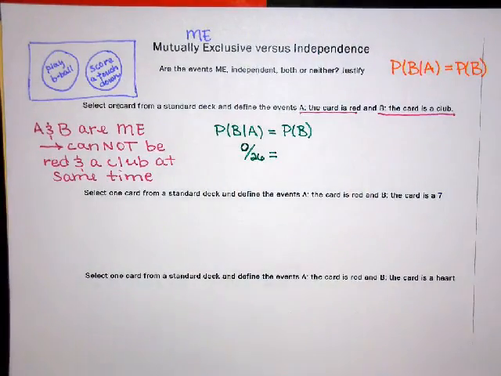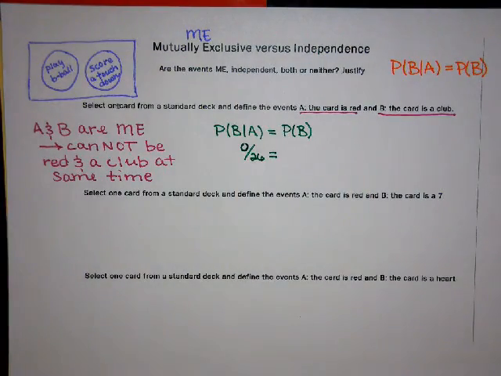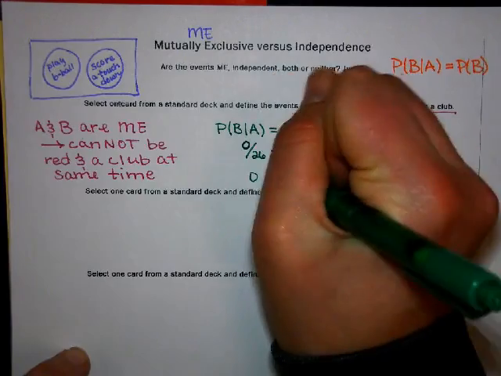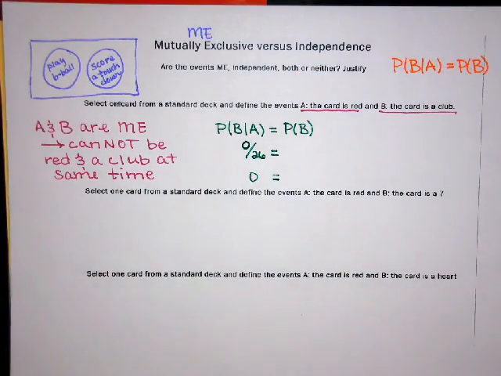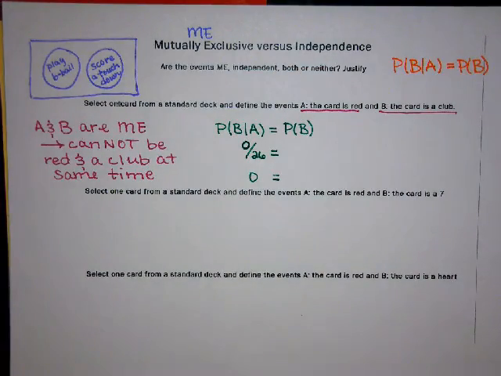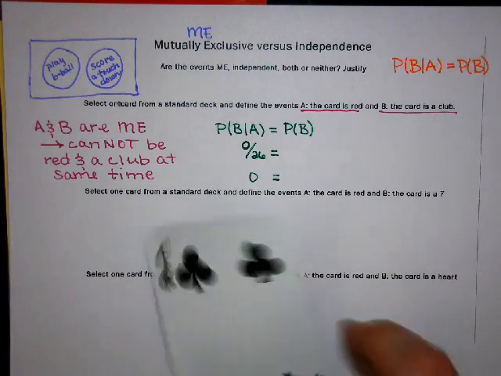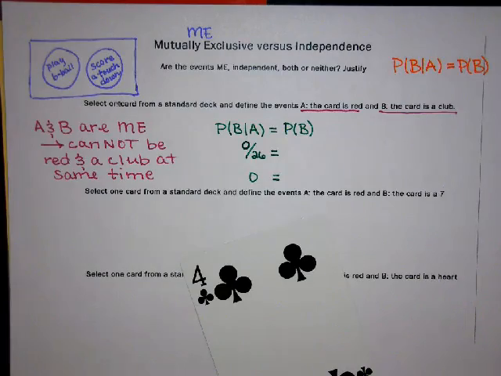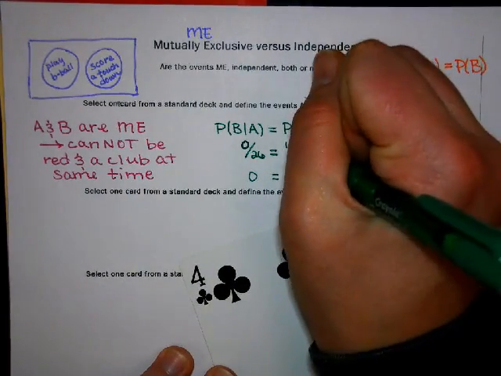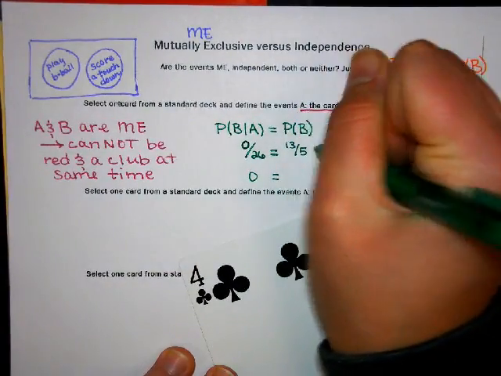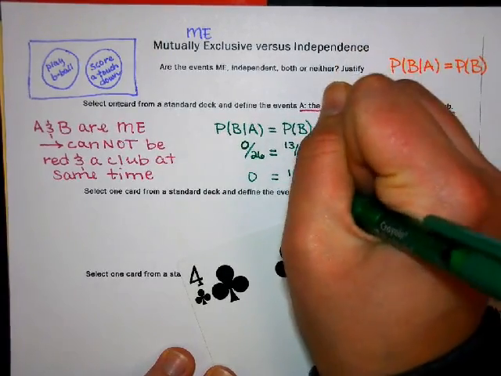Now the probability that B happened, without A happening, so the probability the card is a club. There are 13 clubs out of 52 cards total, which would simplify down to 1/4. So the probability of B given A does not equal the probability of B, so A and B are not independent.